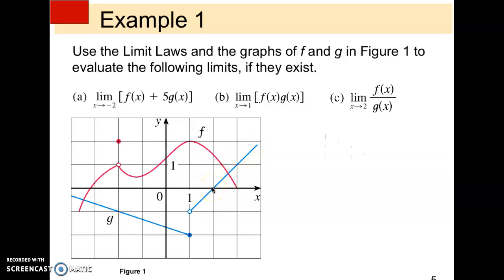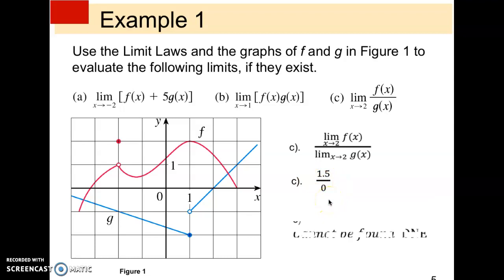So when I put this in here, I know that the limit of a quotient is equal to the quotient of the limits. But when I put in my limits, I get a 0 down here. And when that happens, I have now an undefined thing in the real number system. So it cannot be found. It does not exist because this is an undefined value in mathematics.